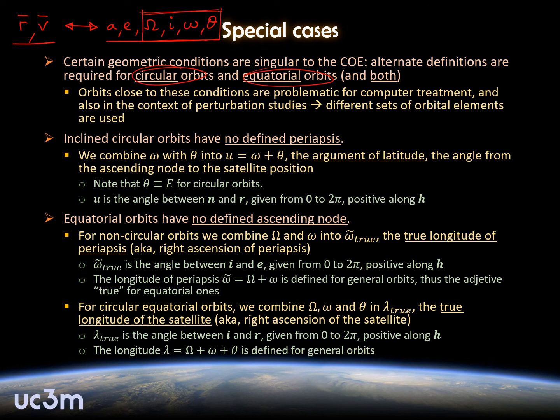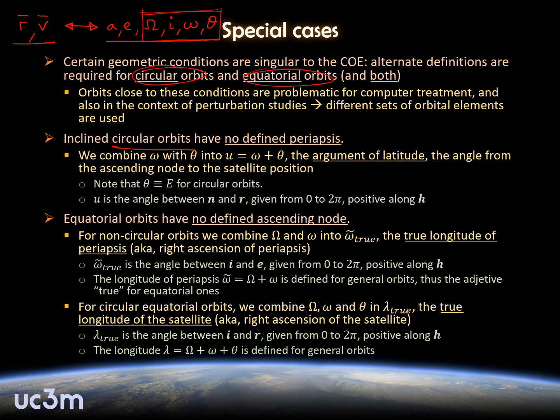And it is not only a problem of these orbits. Any orbit that is very close to circular or very close to equatorial will be very sensitive to variations in the conditions of the orbit, and those classical orbital elements will not be very well suited for studies of those orbits. So in those cases, we try to define alternative orbital elements to prevent numerical errors in the computations and so on. Let us focus first on the case of circular orbits.